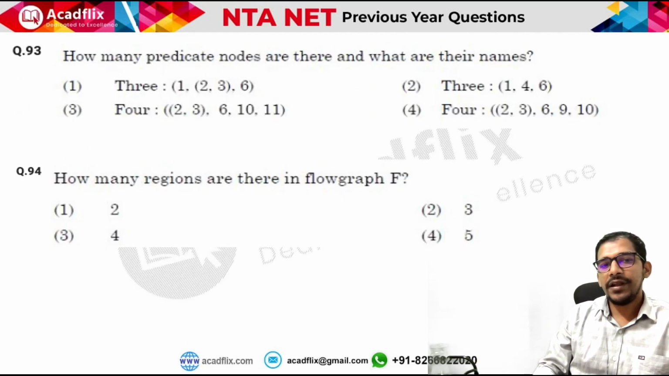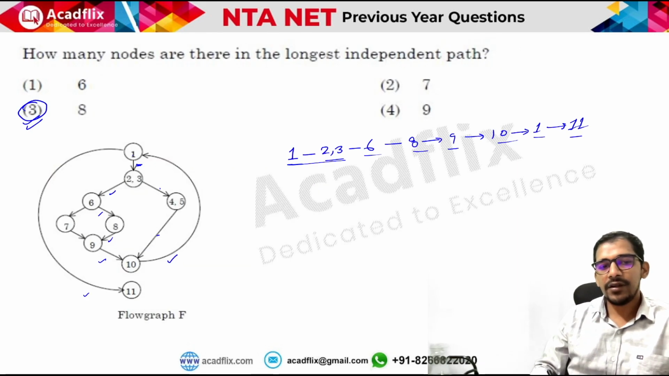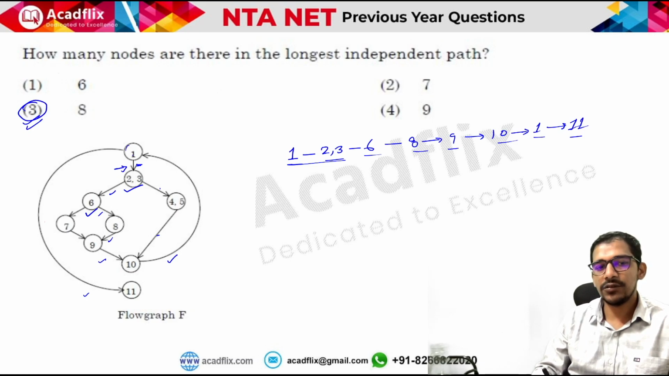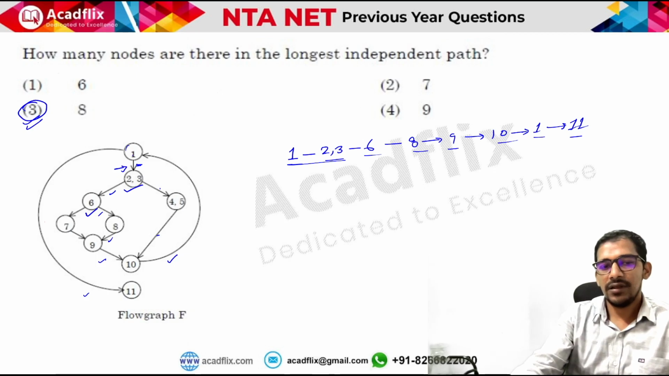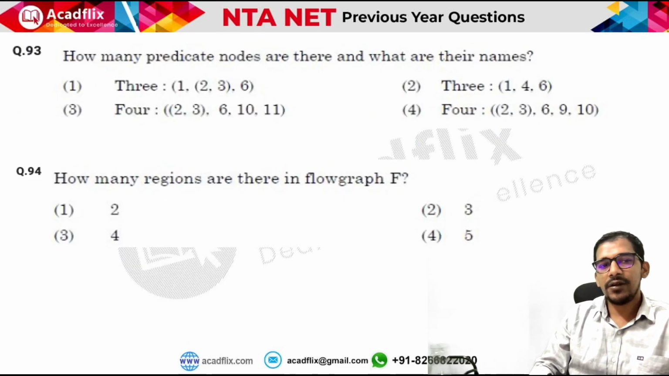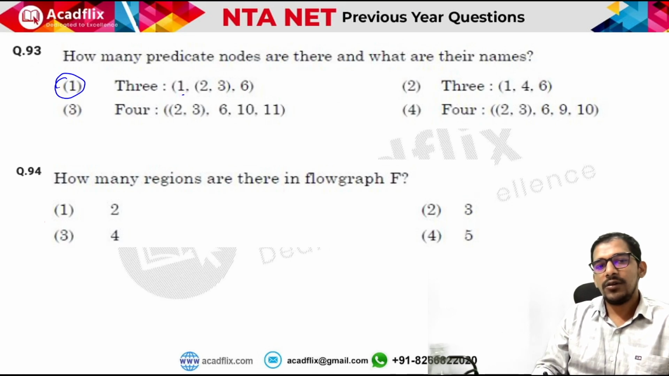Now how many predicate nodes are there in the graph and what are their names? We can see that there are two predicate nodes, and this one is also a predicate node, 1. So there are three predicate nodes, because from 1 we have two branches, that is 1 to 2 3 and 1 to 11. So 1 is a predicate node, 2 3 is also a predicate node, and 6 is also a predicate node. These are the three predicate nodes in this graph, that is 1, 2 3 and 6.